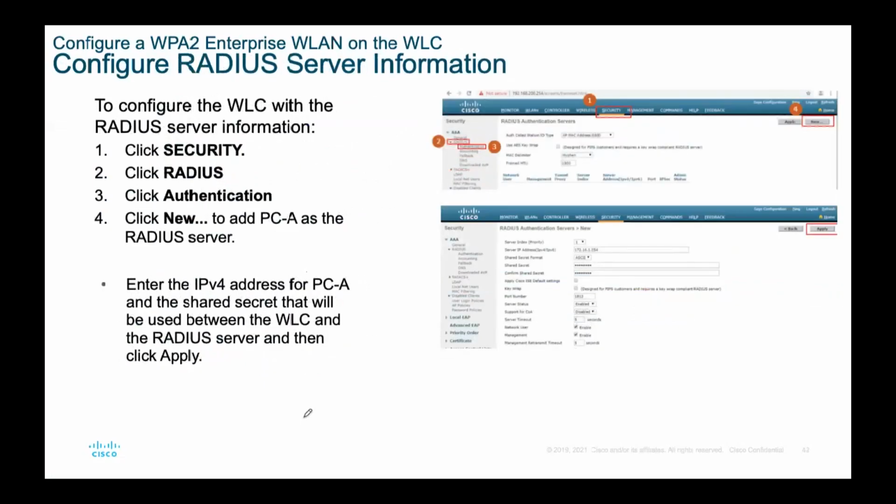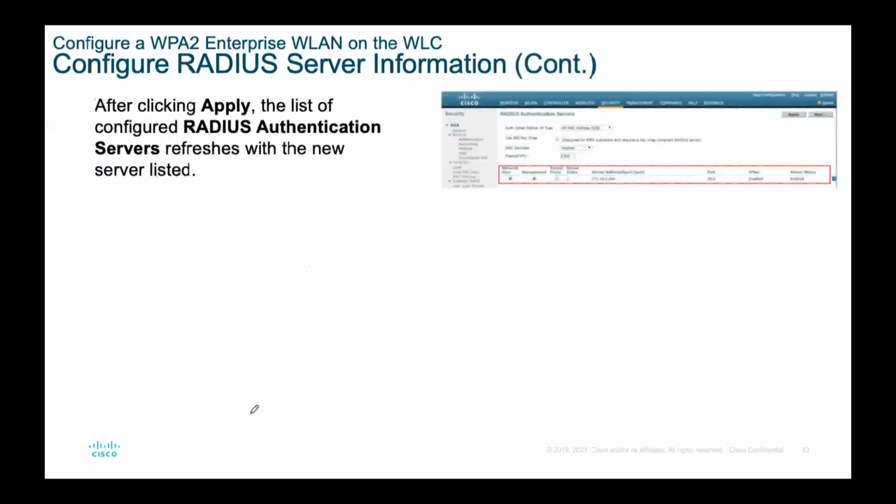Configure Radius server information. To configure the wireless LAN controller with the Radius server information, first click Security, second click Radius, third click Authentication, fourth click New to add PCA as the Radius server. Enter the IP address for PCA and a shared secret that will be used between the wireless LAN controller and the Radius server, then click Apply. After clicking Apply, the list of configured Radius authentication servers refreshes with the new server listed.